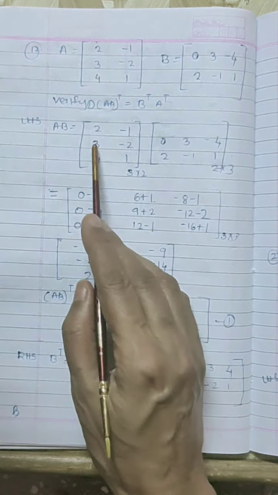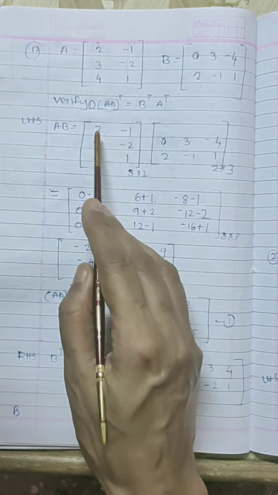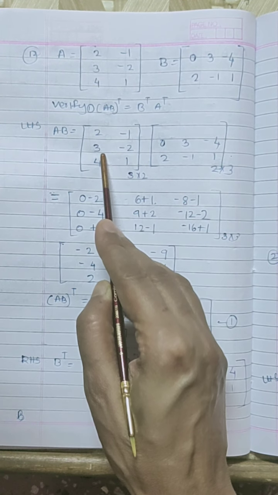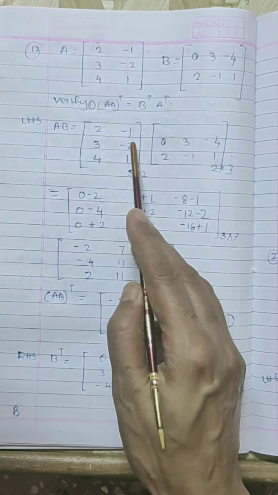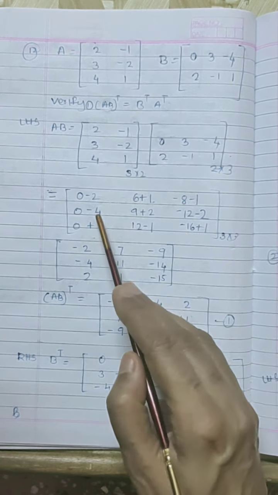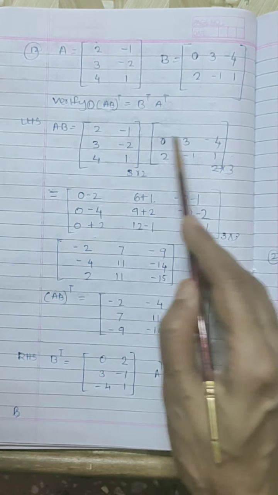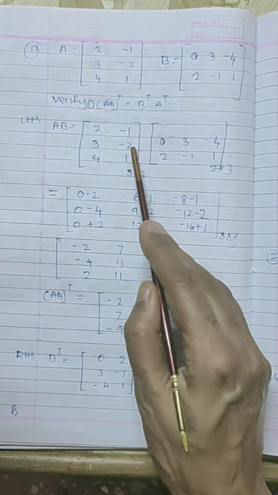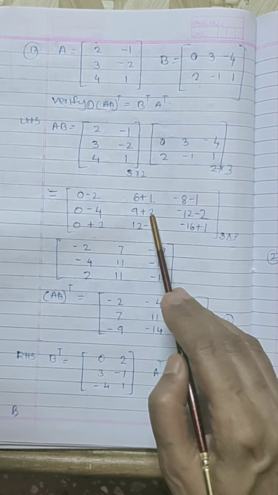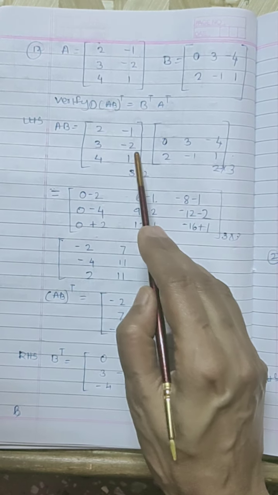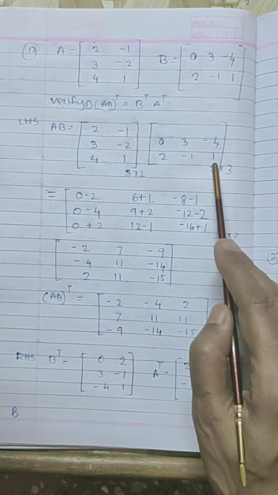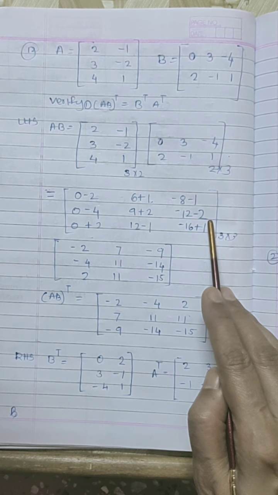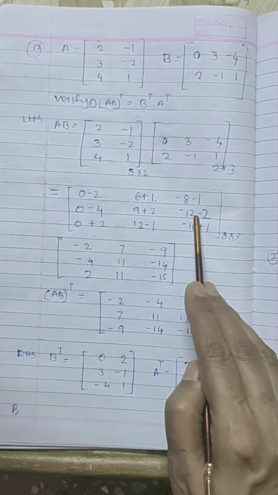Now we will take the second row. The first row is completed, now go to the second row. 3 into 0 is 0, minus 2 into 2 is minus 4. 3 into 3 is 9, minus 2 into minus 1 is 2. Now 3 into minus 4 is minus 12 and minus 2 into 1 is minus 2. This we have written in the second row.